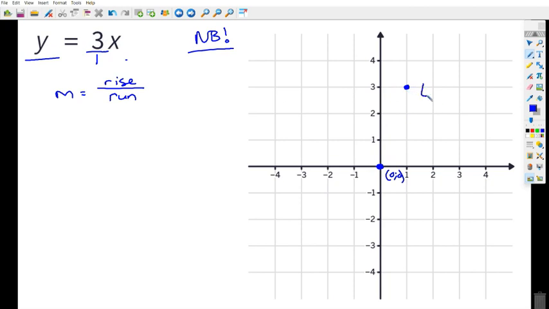What is that point called? What is the x value? 1. What is the y value? 3. So now I've got 2 points, and I can just draw my line straight through those 2 points right there. Let me just fix this up. There are my 2 points, with my line going through them.